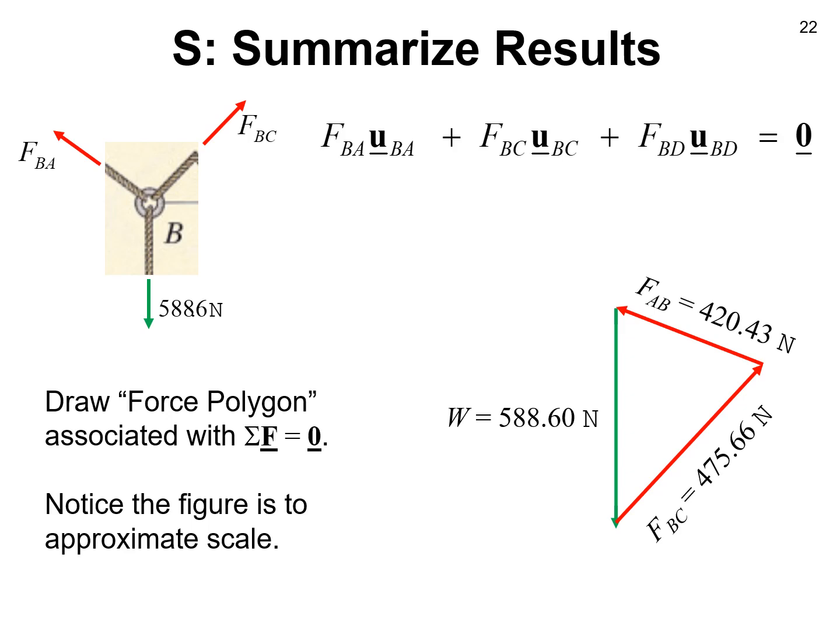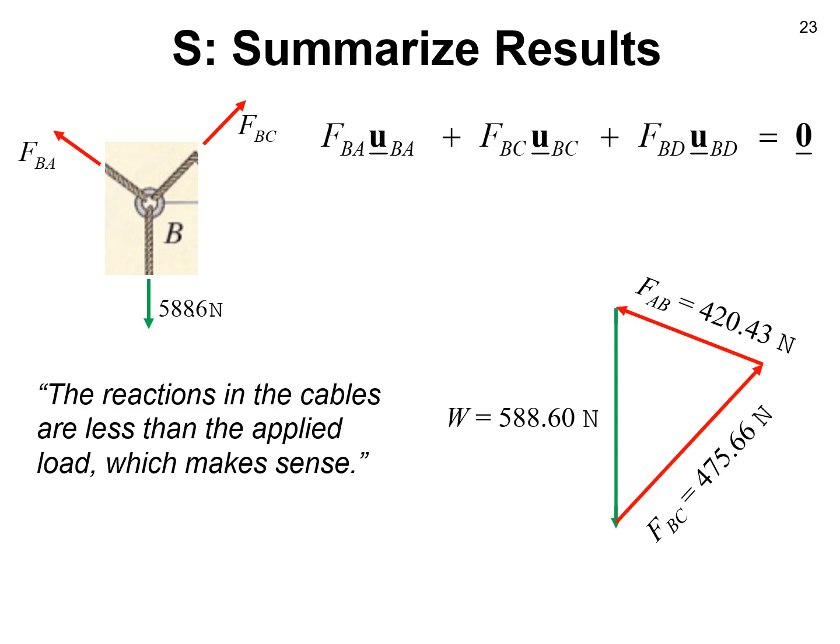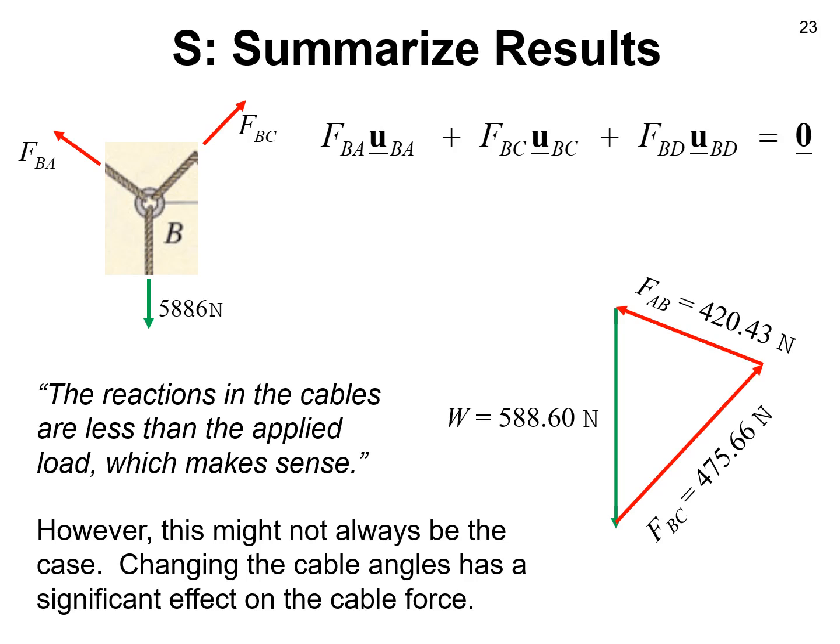So I want to encourage you to do this last step as a way of summarizing the result and making sure everything makes sense. And finally, it's a good exercise to put into words what you see. So for example, an engineer might say, now I can really see that the reactions in the cables are less than the applied load, and that kind of makes sense because we would like to have a system that can carry a big load where each cable by itself has a smaller load. On the other hand, this might not always be the case. If you were to change the cable angles, this would have a significant effect on the cable force, and some other problems that we might see later will explore that. So that concludes this module.